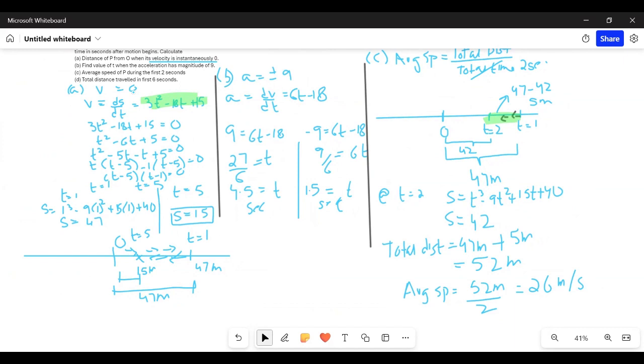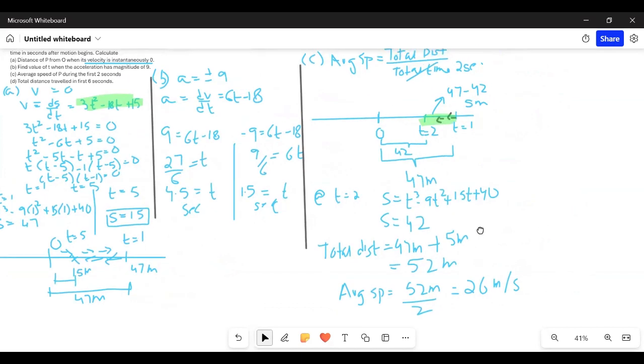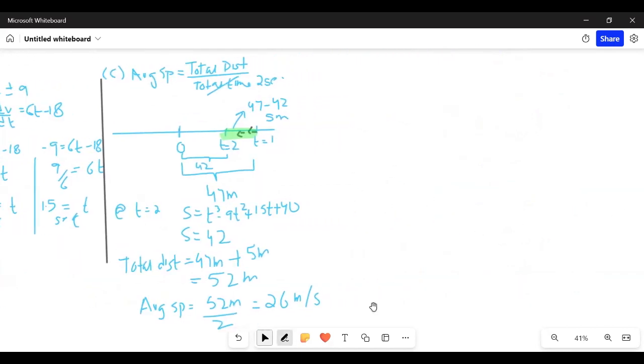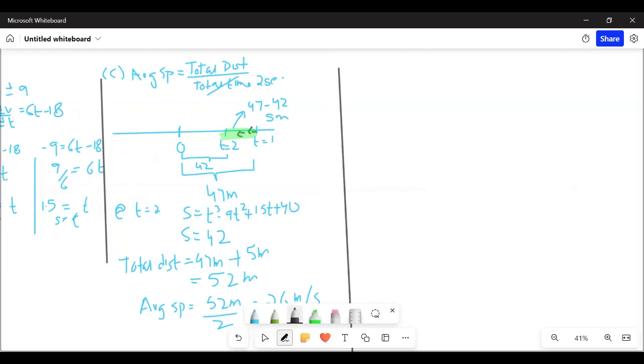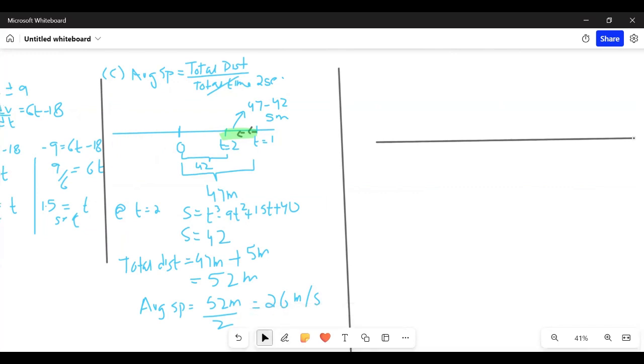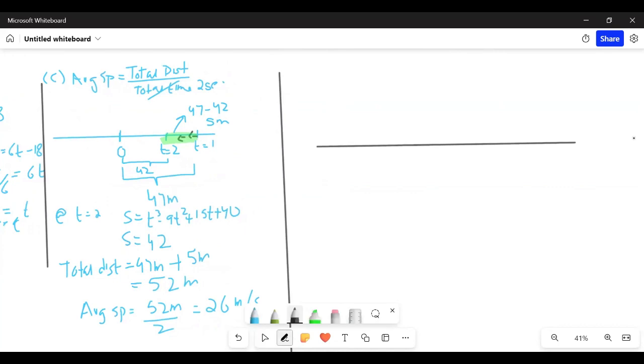Any questions? Okay. Next is total distance traveled in 6 seconds. Okay. So you have to find the displacements at instantaneous rest, because after that the object changes its direction and you have to be careful about how to find distance from displacements.